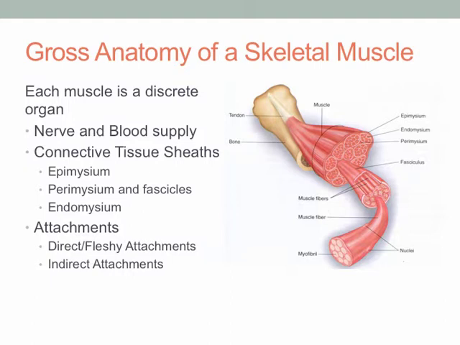Okay, so this last bullet point here, attachments, refers to how the muscle attaches to the bone. It can be a direct or fleshy attachment, which means the muscle or the flesh itself attaches directly to the bone, to the periosteum. And it's still the connective tissue that's doing it, but there's no tendon, basically. An indirect attachment is a tendinous attachment. So all these connective tissue sheaths come together to form a really tough, strong tendon of dense regular connective tissue, and then that is what attaches to the bone.